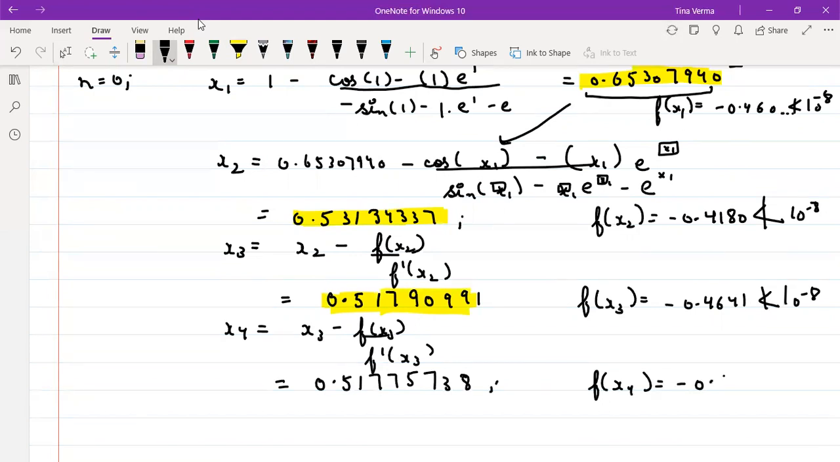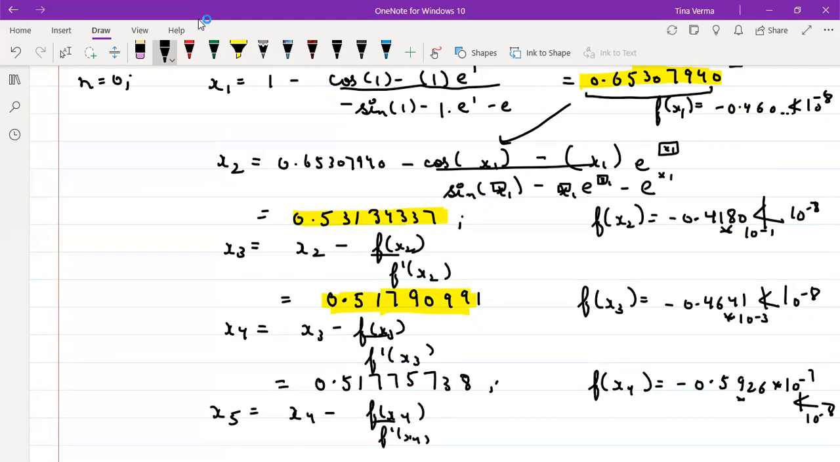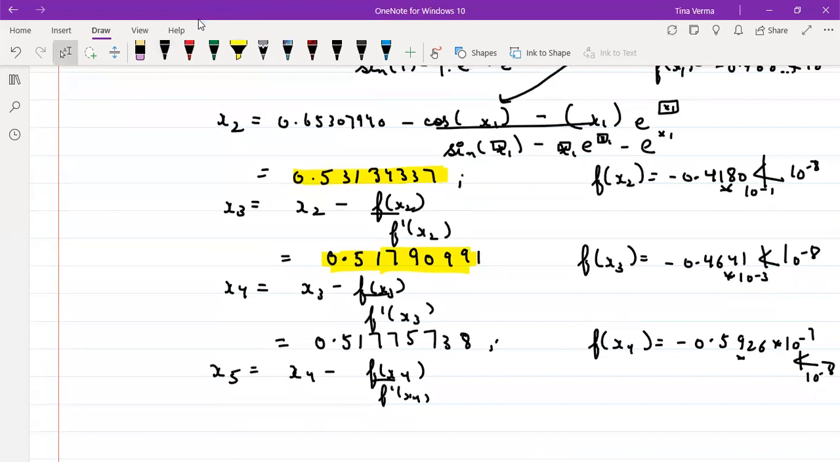So it is coming out to be 0.5926 into 10⁻⁷, which is not less than 10⁻⁸. So you will perform one more iteration. So here your answer is coming out to be 0.51775736. Now again you will check the function's value at x5.